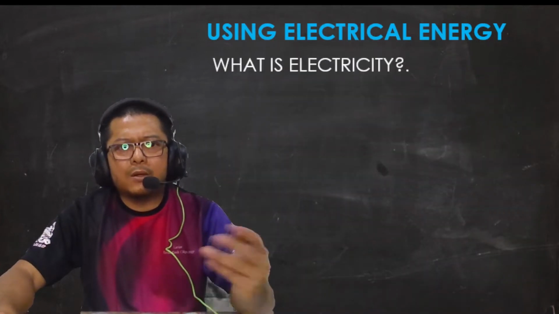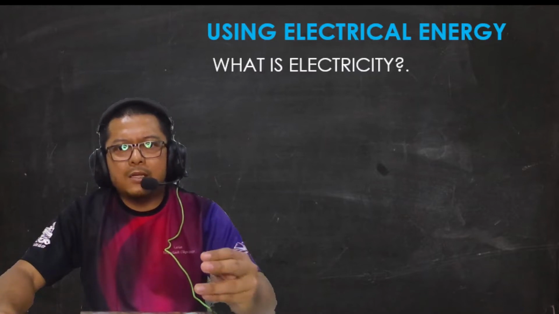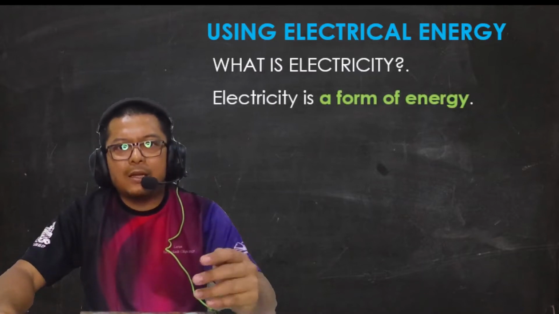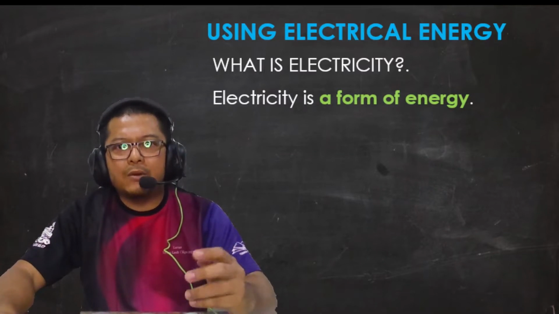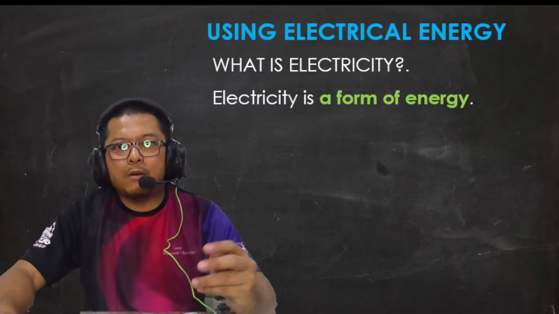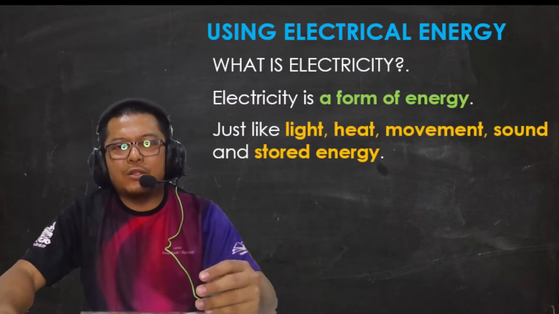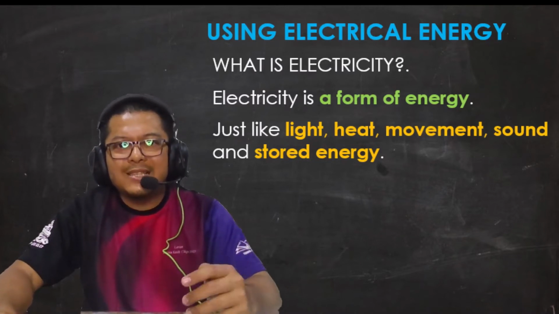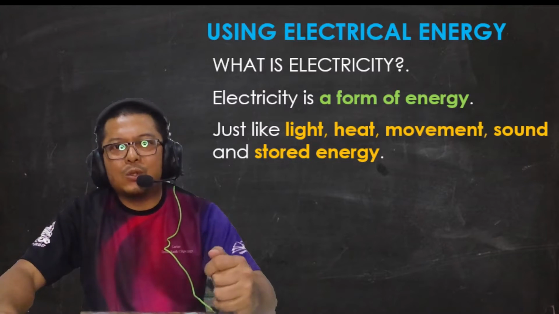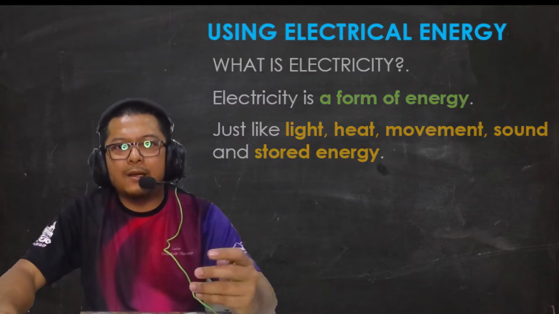So next, the question is what is electricity? And the answer would be electricity is a form of energy. Now in Year 4 we have learned about forms of energy such as light energy or heat energy, movement energy, sound energy, and stored energy. Now these are the things that we have learned.